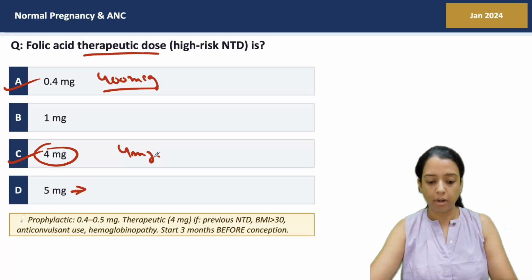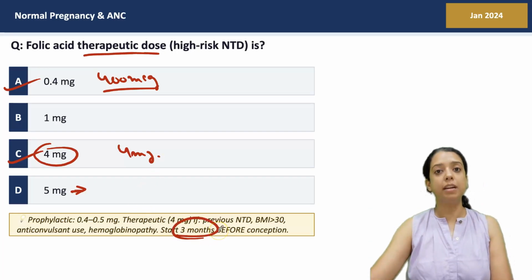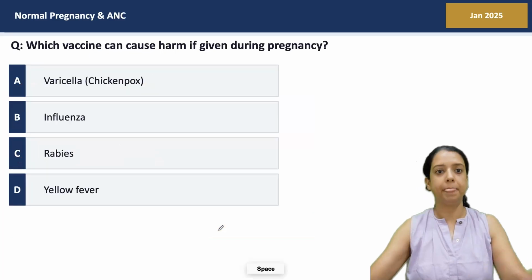Who uses therapeutic folic acid? And it has to be started 3 months prior to conception.